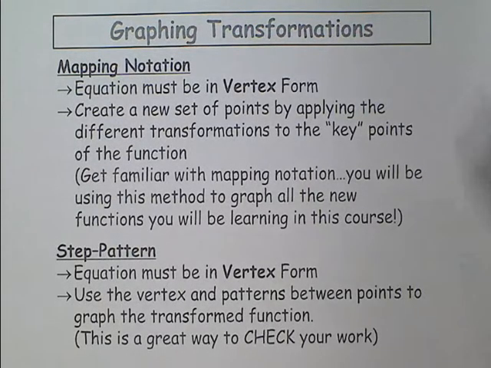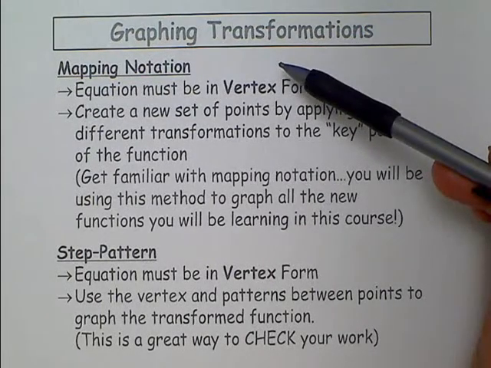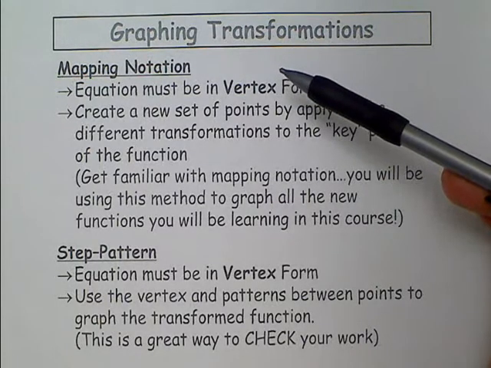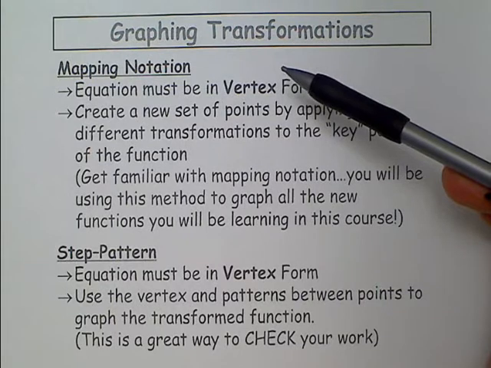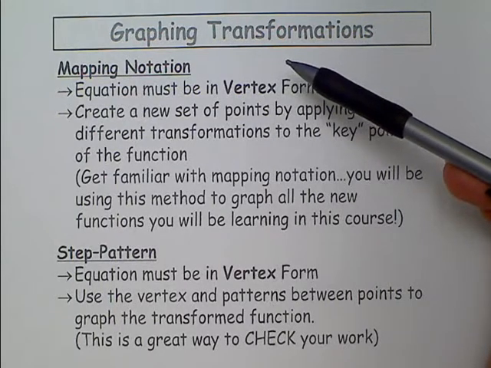Okay, this isn't very different than what you were doing in the step pattern, in the sense that when you were using the step pattern, you would multiply the pattern numbers, whether you're moving up 1, up 4, up 9, etc. You're multiplying that by whatever the value of a was. Now in mapping notation, this is something very similar to that, but we also look at the horizontal shift and the vertical shift, left and right and up and down as well.